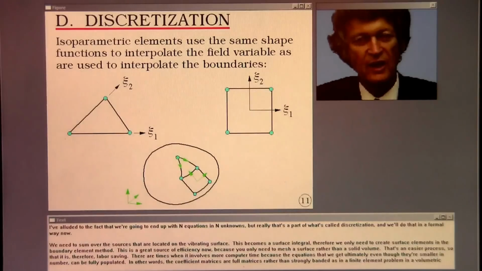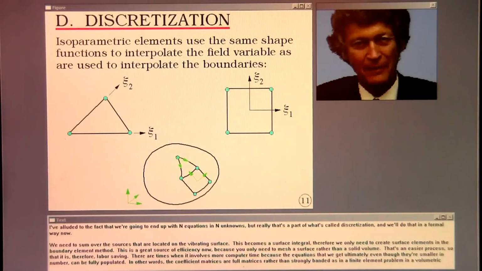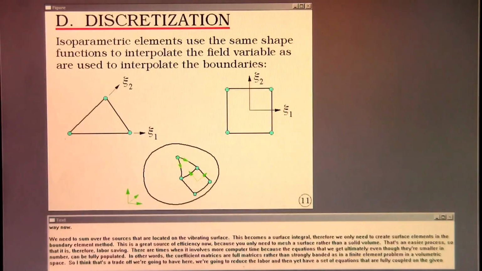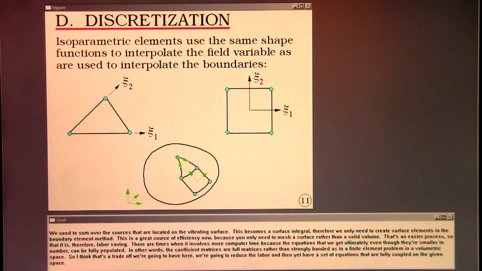I've alluded to the fact that we're going to end up with n equations in n unknowns, but really that's a part of what's called discretization, and we'll do that in a formal way now. We need to sum over the sources that are located on the vibrating surface. This becomes a surface integral. Therefore, we only need to create surface elements in the boundary element method. This is a great source of efficiency because you only need to mesh a surface rather than a solid volume. That's an easier process, so it is therefore labor saving.